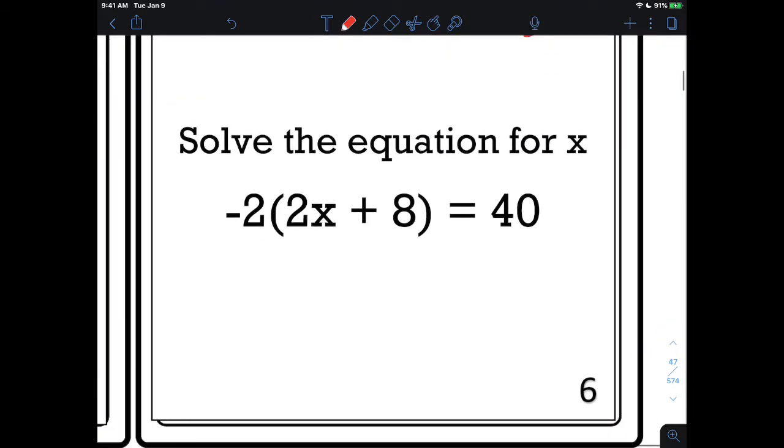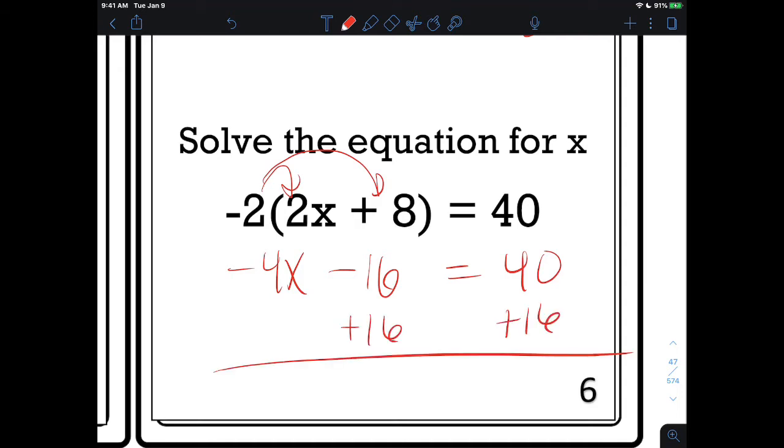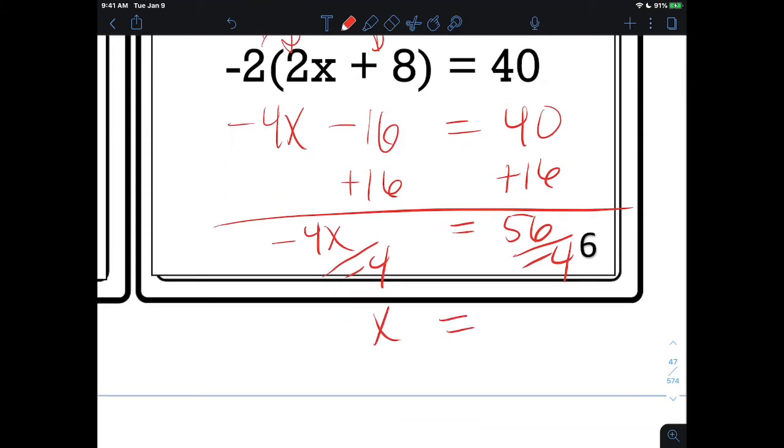Okay. Next one. Solve the equation for x. Same thing. Let's go ahead and distribute. And let's go ahead and do exciting move, great divide. Whoever's not touching my x, I'm going to move first. And then great divide. I'm going to go ahead and divide by whatever this is equal to, whatever the coefficient of x is. And I get an answer of x equals negative 14.